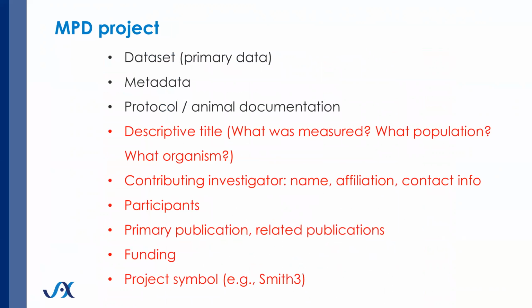In addition to data sets, metadata, and protocols, we add a few other things just to add to the RRID guidelines. One is a descriptive title of the project, the contributing investigators, including the contact information, participants, primary publication, related publications, funding acknowledgments, and we also give it a project symbol so that it's actually easy to talk about in everyday language.